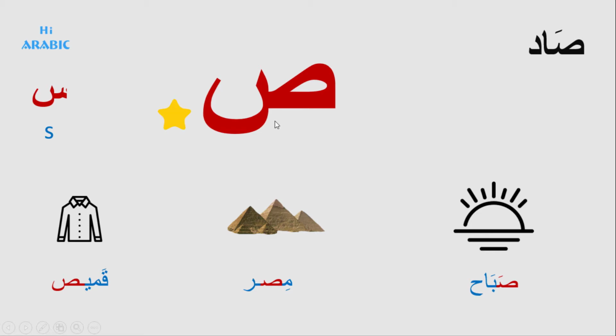Misr, misr, misr, misr. Qamis, qamis, qamis, qamis. Now I will say again the words and you repeat after me. Sabah, misr, qamis.